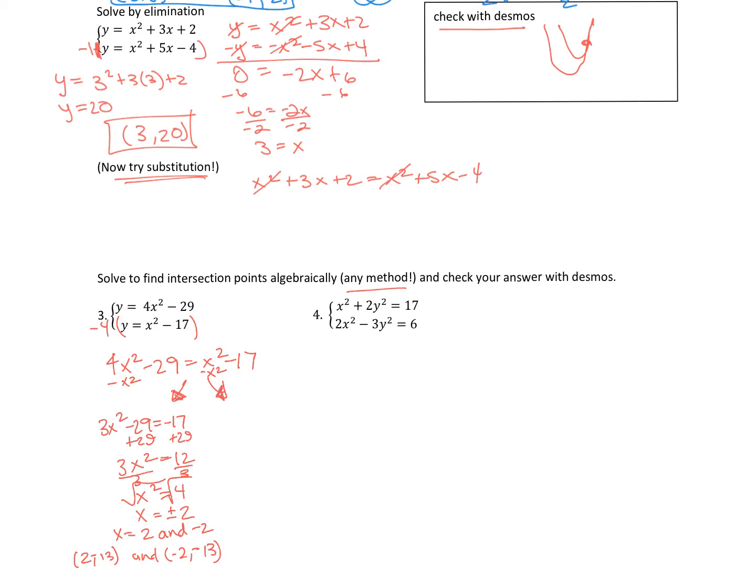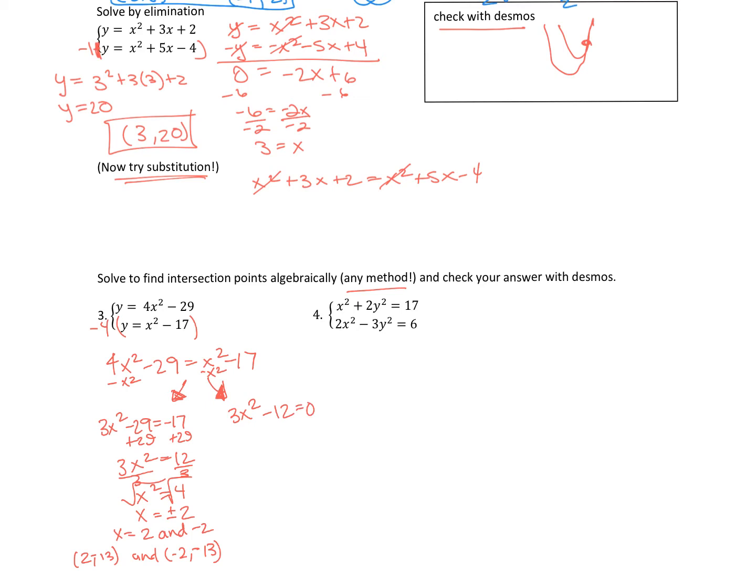So some of you might have thought, well, it's quadratic. I'm going to get it all equal to 0 and factor. You can do that in this problem. So let's say I pull everything over to the left side. I'm going to subtract x squared over, get 3x squared over. I'm going to add 17 over and get minus 12. And then that would be 0.